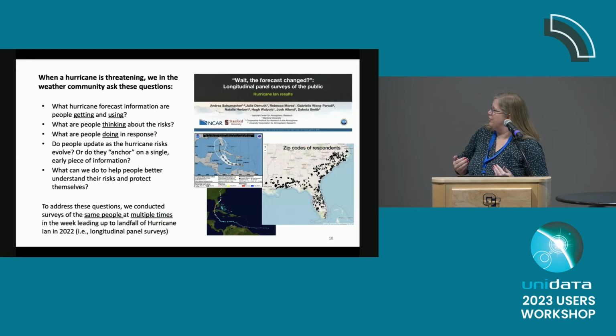It's called Weight the Forecast Change. It's longitudinal panel surveys of the public. And the idea here was that we in the weather community often have a lot of questions when a hurricane strikes that have to do with people.